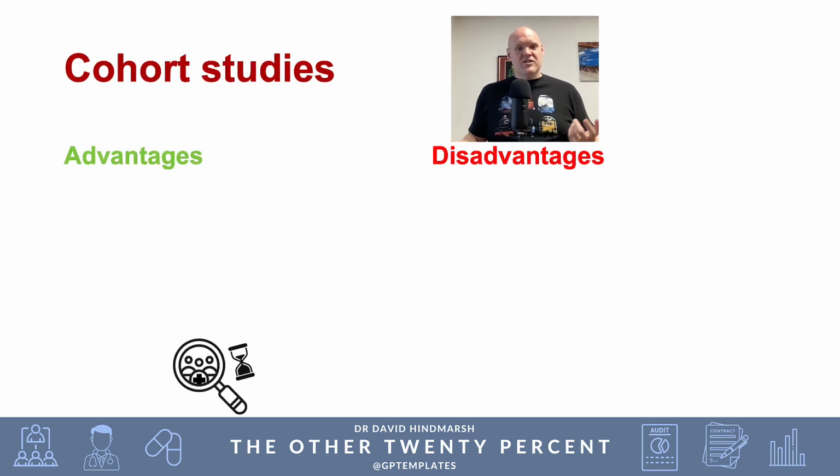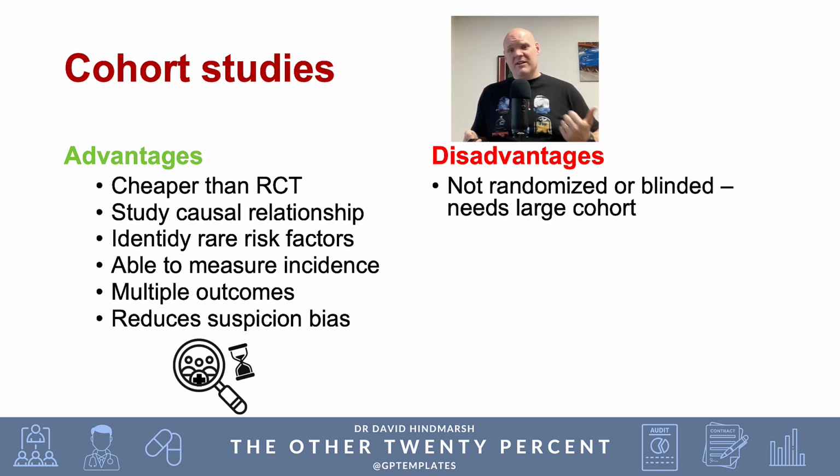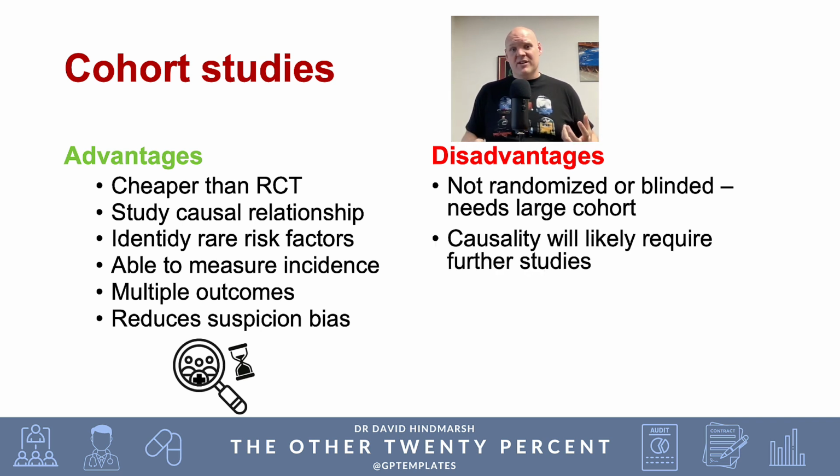So again, advantages: it's cheaper than an RCT because you've got a smaller team, and you can start to eke out some causal relationship, and you might be able to pick up some really rare risk factors because you can then pick the people that you want. And you can potentially get multiple outcomes that you weren't originally expecting from this, which can be really useful. Disadvantages: it's not randomized or blinded, so you really need a large cohort to get some good data out of this. And causality will likely require further studies.